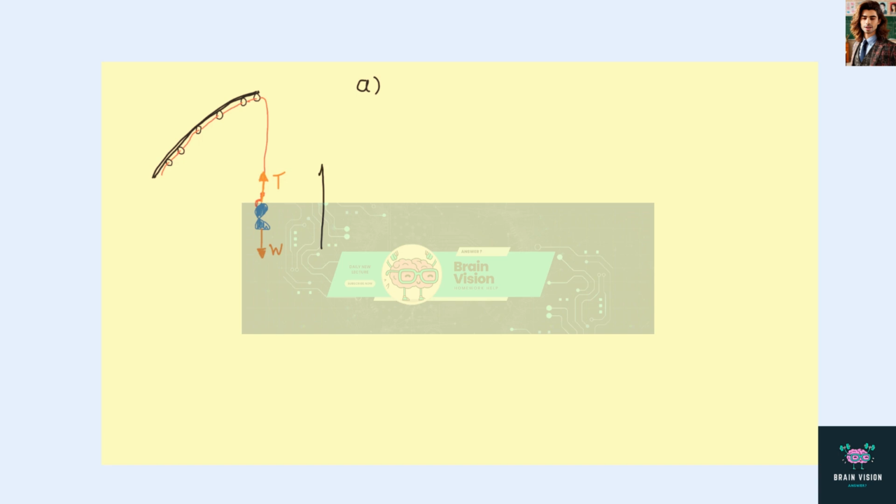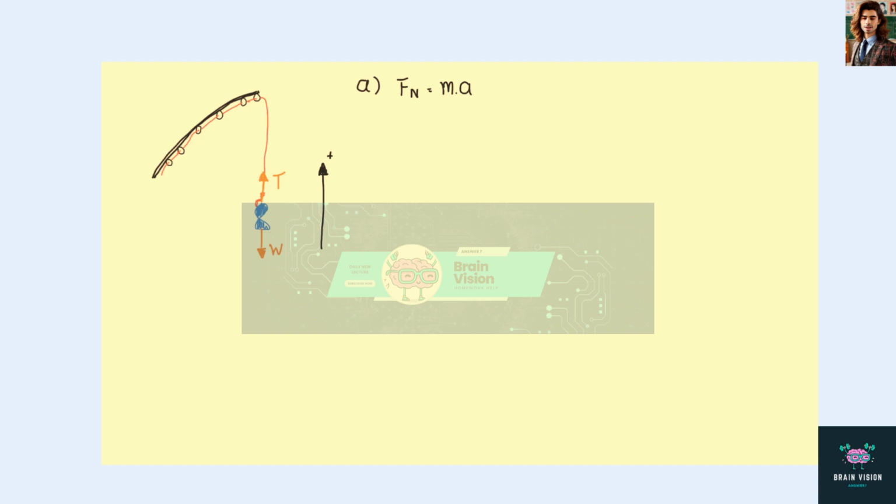To solve this question, we can apply Newton's second law on the vertical axis. I will choose that everything that is pointing up is positive and everything that is pointing down is negative as a consequence. Then, Newton's second law tells us that the net force that acts on the fish is equal to the mass of the fish times its acceleration.